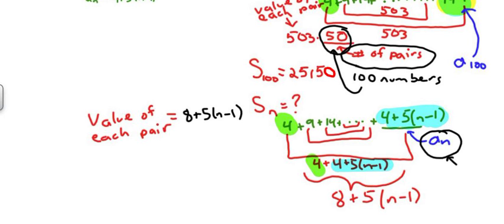That was for a sub 100. We don't have a sub 100, we have a sub n. So instead of taking half of 100, because there are 100 numbers, we instead have n numbers. So we need to take half of n, or n divided by 2. That's how you find half of something, just divide it by 2. So if there are n numbers, there are n divided by 2 pairs. So now we know the value of each pair is 8 plus 5 times n minus 1, and we know we have n over 2, or n divided by 2 pairs.